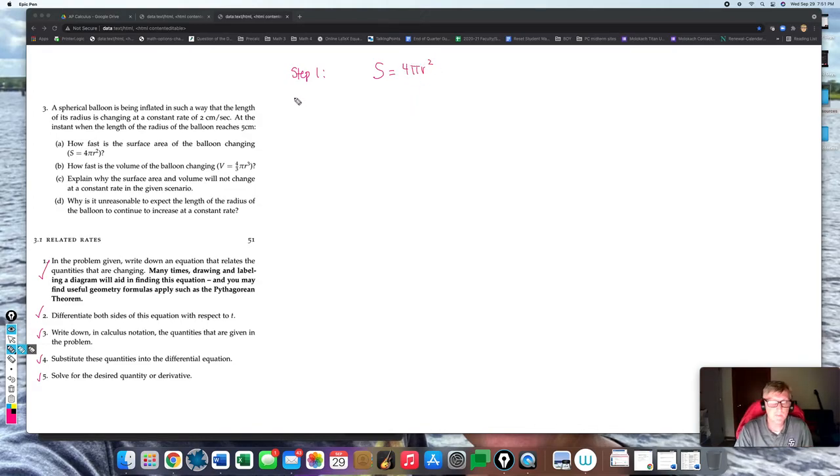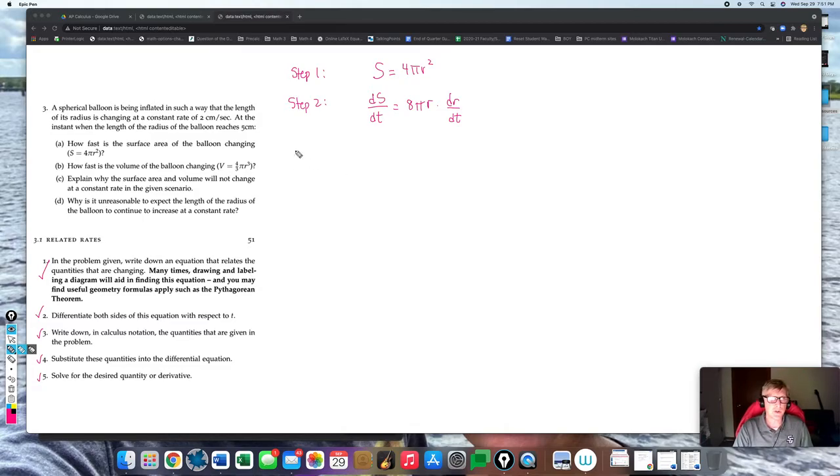Sweet! Step 2. What are we going to do with this equation? We're going to differentiate it, right? So we're going to differentiate this with respect to time. The surface area is changing over time. And we're going to do the power rule. So this is going to be 8 pi r, and then times the derivative of r, which is dr dt. Okay.